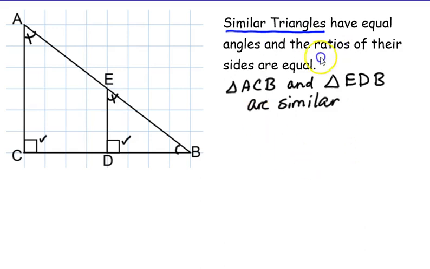Actually, the second part isn't really part of the definition. They just have to have all equal angles. If they all have equal angles, then the ratios of their sides will automatically be equal. So let's just take a look at that. Let's start with the smaller triangle.